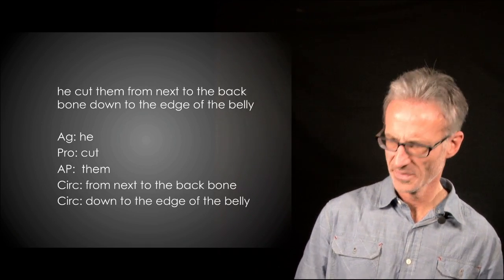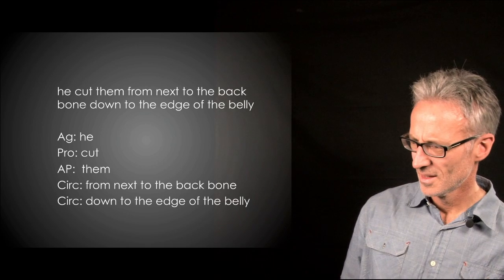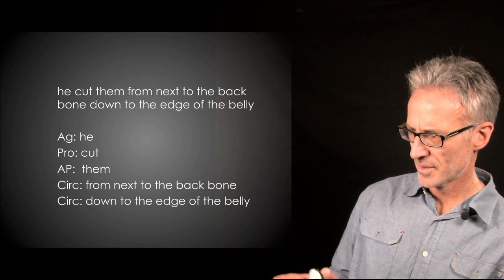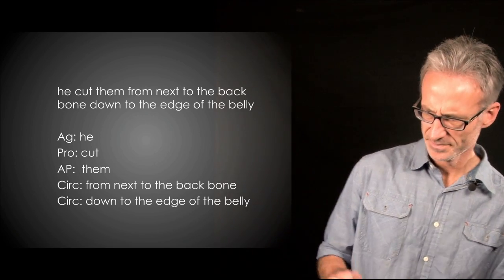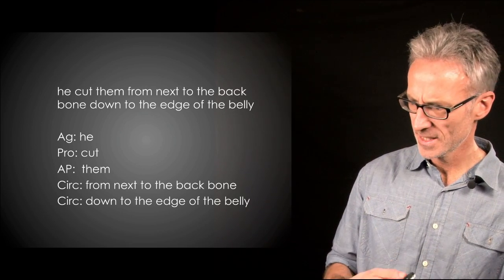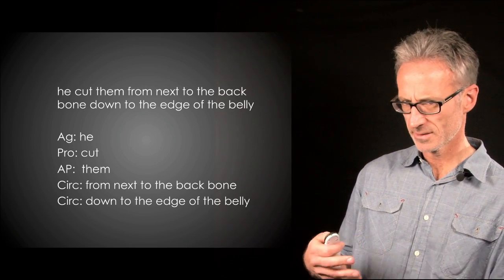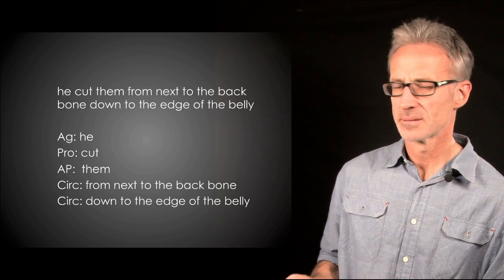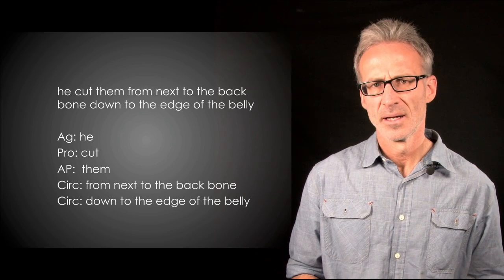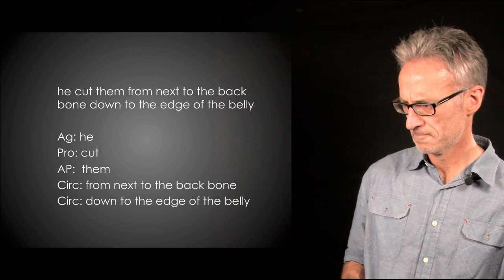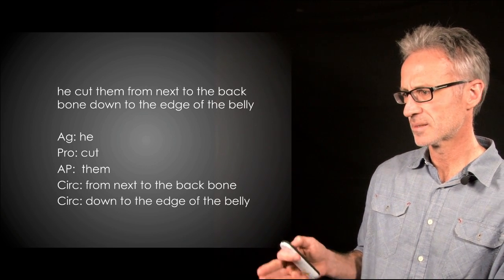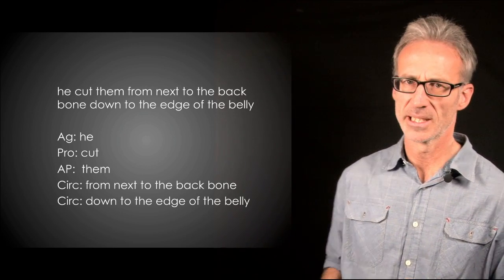Here we go. So, he cut them, here's the long one, he cut them from next to the backbone down to the edge of the belly. Okay, the crucial process there is cut. Okay, and the agent, of course, is the old man, he, and the affected participant here, the thing that's being cut, is them. Okay, the fish. Now the circumstances there are long prepositional phrases: from next to the backbone down to the edge of the belly.